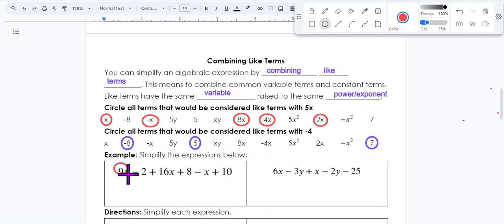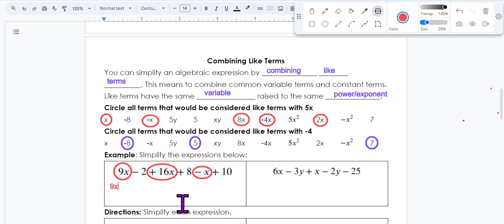So I'm going to circle this 9x, and I'm going to go through and say, all right, what else can I combine with this 9x? Well, I can't do negative 2 because that doesn't have an x, but I can do this plus 16x because that has an x with it. I can't do this 8 because it doesn't have an x, but I can do this minus x, right? So now I can combine my like terms, and all I do is add or subtract all my terms together.